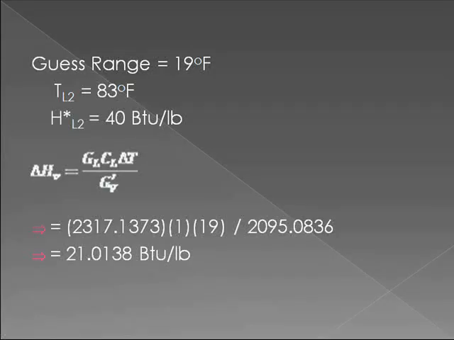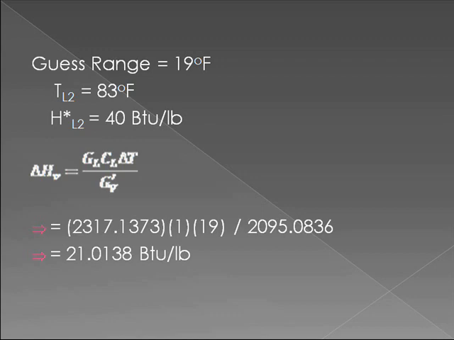In this problem, we need to assume a value of the range. The guess range for this problem is equal to 19 degrees Fahrenheit. From that guess range, we'll find the value of TL2 that is equal to 83 degrees Fahrenheit. And from the value of TL2, we'll find the value of h star L2 equal to 40 BTU per pound.